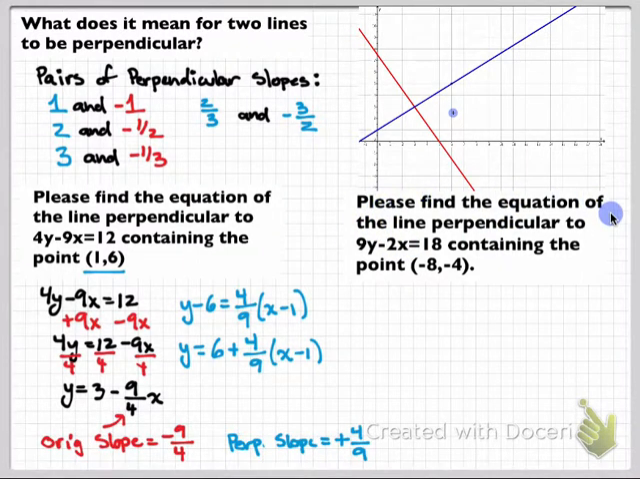Awesome. So with this information, why don't you take a crack at doing this one on your own? So please find the equation of the line perpendicular to 9y minus 2x equals 18, containing the point (-8, -4). So why don't you pause the video, give this one a try, and then play the video, and we'll see how it went.